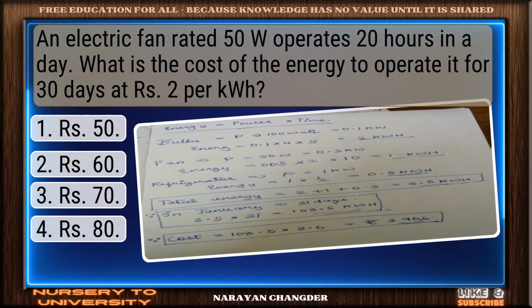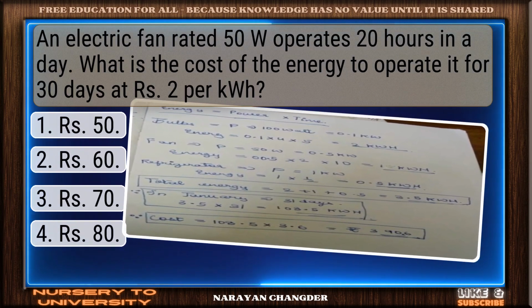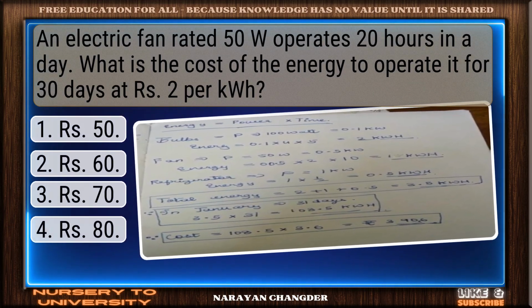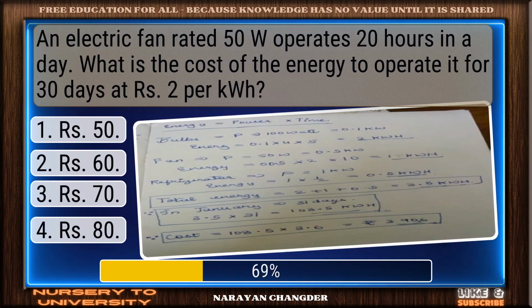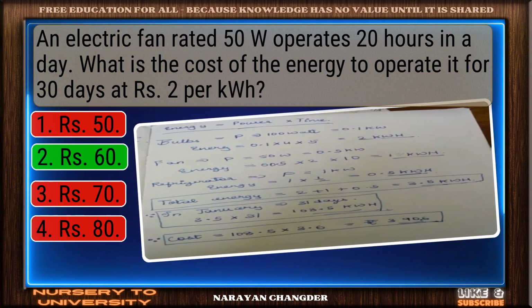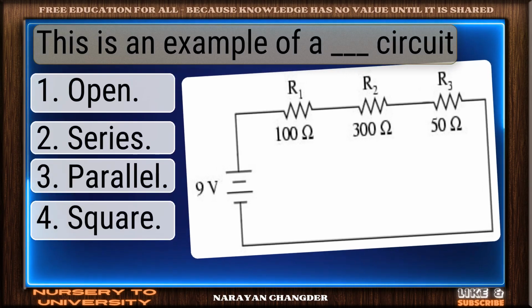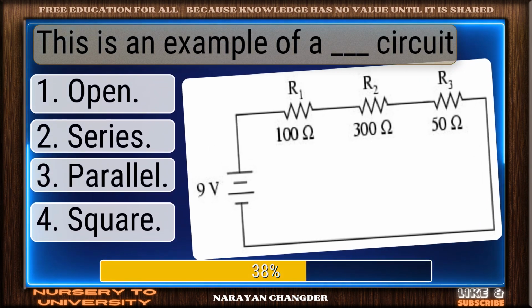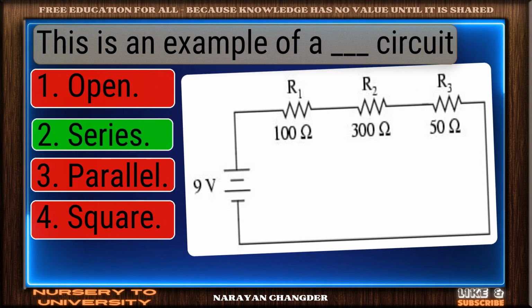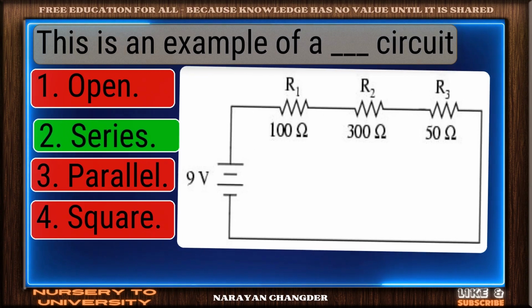An electric fan rated 50 W operates 20 hours in a day. What is the cost of the energy to operate it for 30 days at Rs 2 per unit? Nicely done. Rs 60 is solid. This is an example of a dash circuit. Good thinking. Series is right.